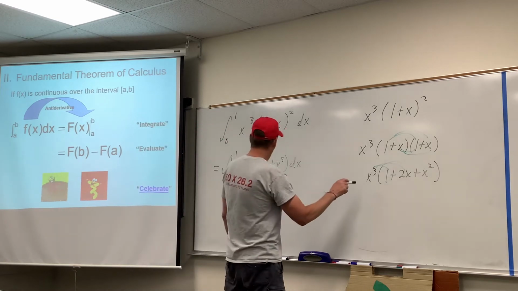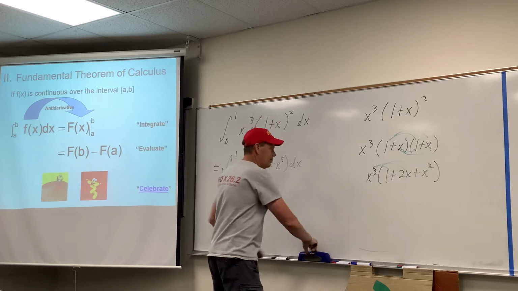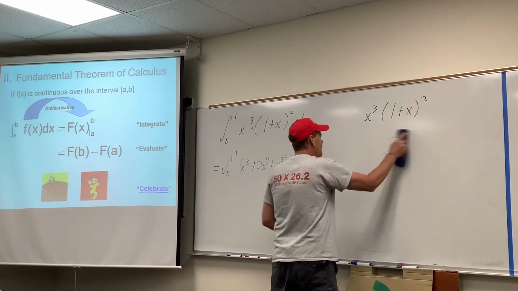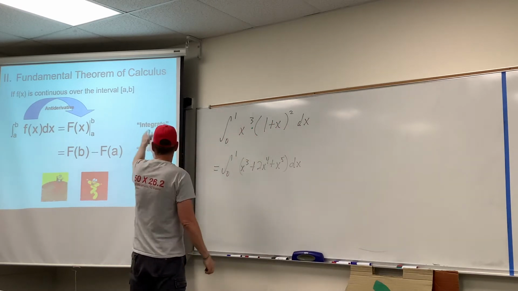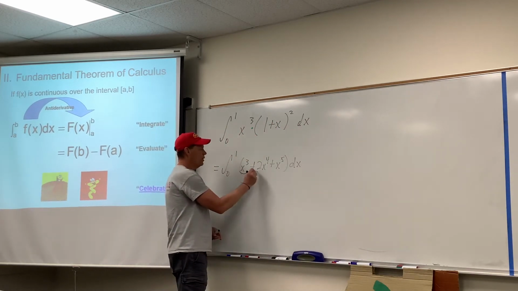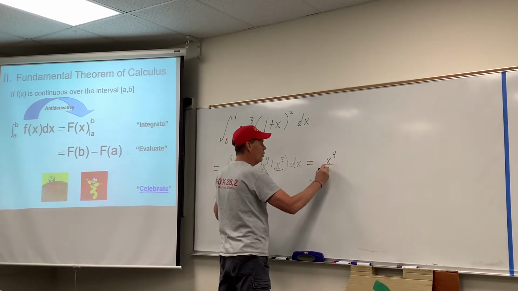I want to make sure that's right. So x cubed plus 2x to the 4th plus x to the 5th. Well, yep, it's good. Algebra, all right? Algebracate. Now we can do the calculus, which would be to integrate this thing. So we find the antiderivative of each term. And so that would be x to the 4th over 4.